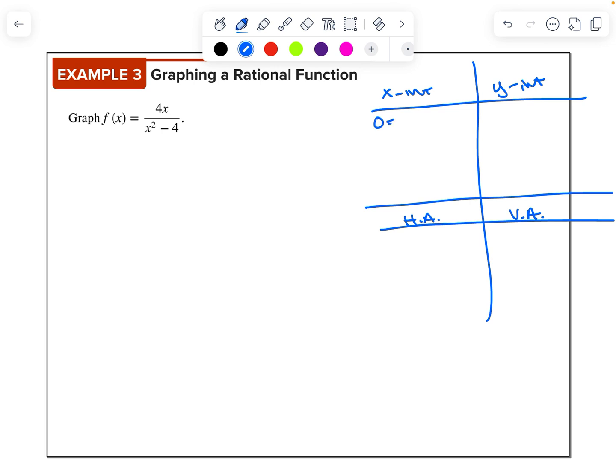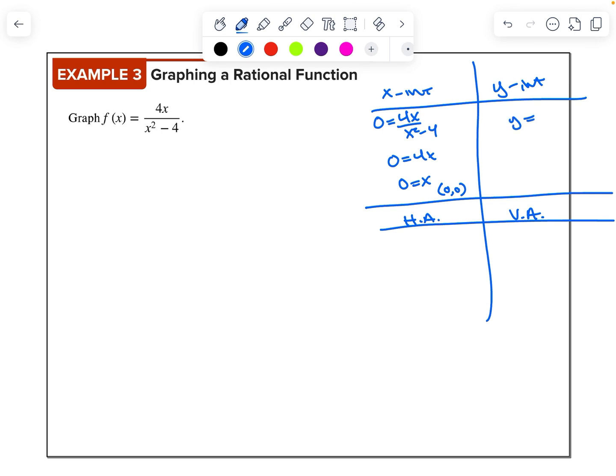For x-intercepts, if I put a 0 in for y, 0 equals 4x over x squared minus 4. I can multiply both sides by x squared minus 4 and have 0 equals 4x. Divide both sides by 4 and have 0 equals x. So that's 0, 0. If 0, 0 is your x-intercept, it must also be your y-intercept since both things are 0.